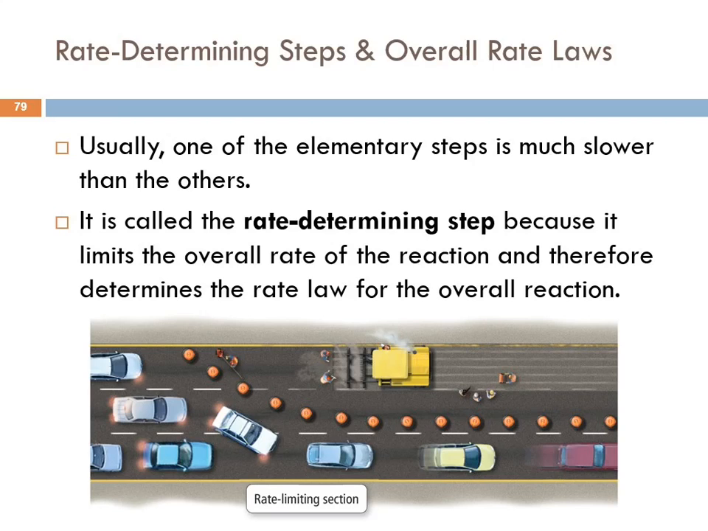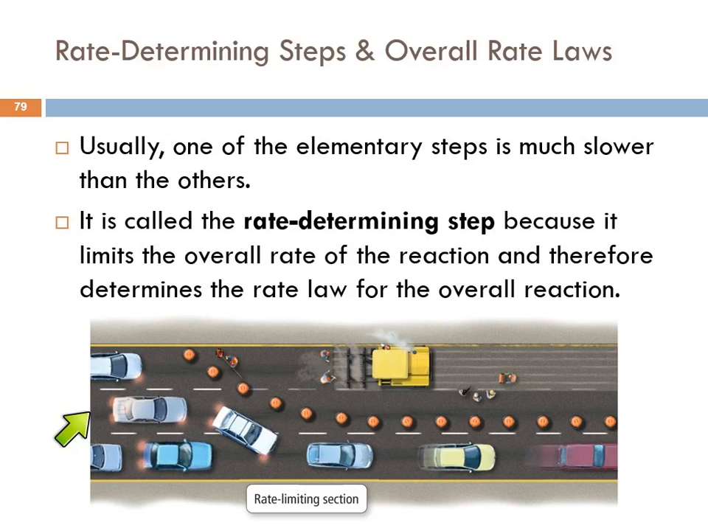So we've got these multiple elementary steps. They generally do not all occur at the same rate. Usually one of them is going to be slower than the others, oftentimes much slower. And that's called the rate determining step, because the reaction has to go through all of the steps to get to the products. And if there's one step that's really slow, that's going to slow the whole reaction down.